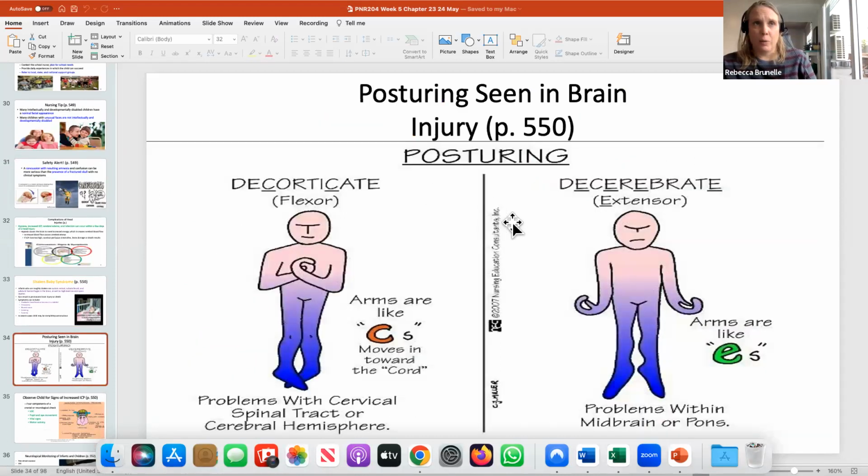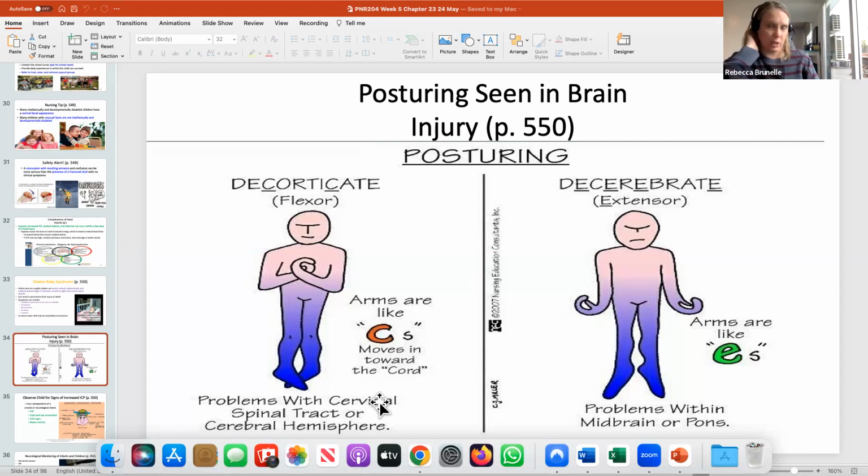So when we're talking about head injuries, increased intracranial pressure, and possible brain or spinal cord damage, we also talk about posturing. Posturing is never a good sign. There are two types of posturing: decorticate and decerebrate. Decorticate, you can see in the picture here, the hands move in towards a C. And this is also an indication of a cervical spinal tract problem. So think about the C's.